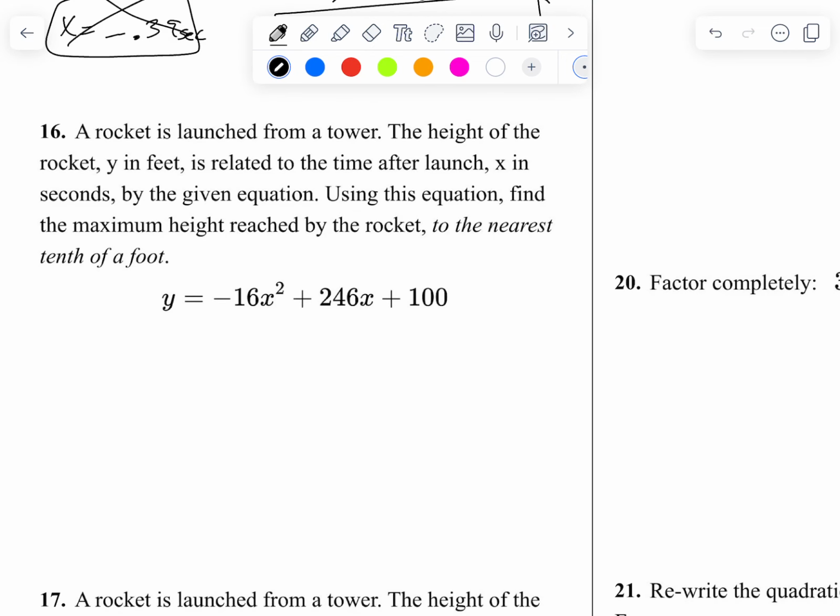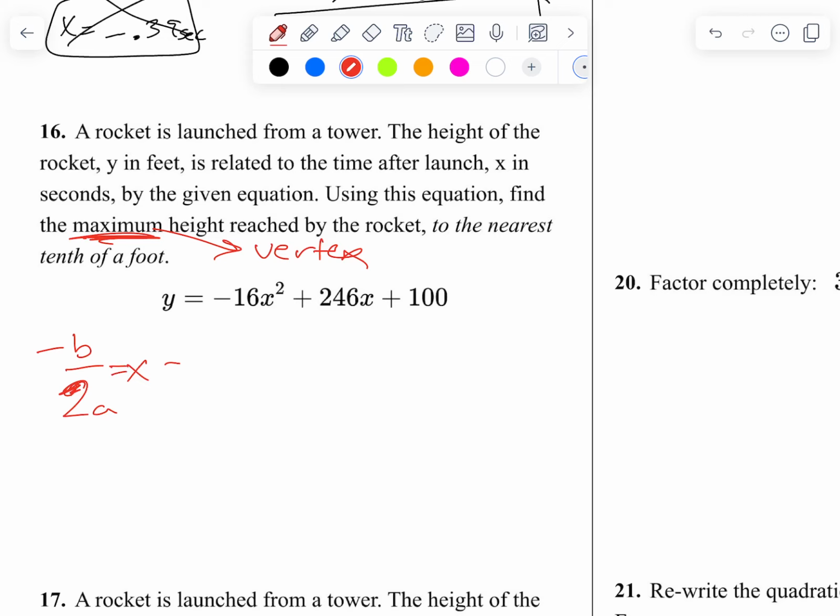Number 16 says a rocket is launched from a tower. The height of the rocket in feet is related to it. This time, using the equation, find the maximum height, which is code for the vertex. So I want to figure out when it reaches the maximum height. And when it does, find out what is it. So negative b over 2a will give me the x part.